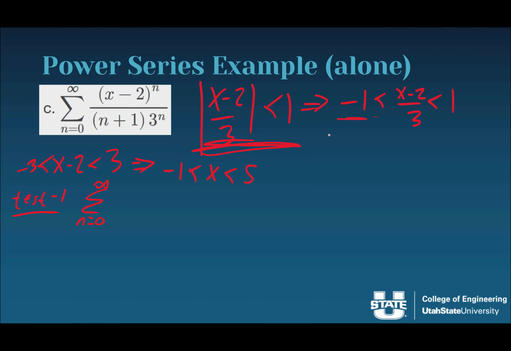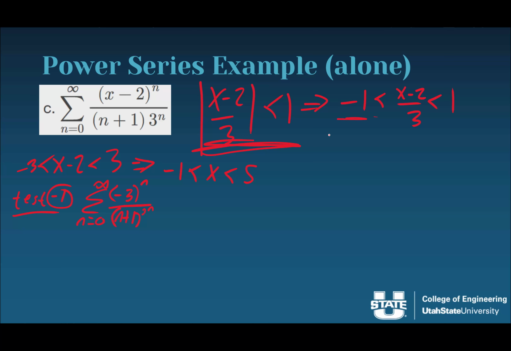This one's testing -1. So we're going to test -1 first. Testing -1, we're going to have (-3)^n over (n+1) times 3^n. We can simplify that a little bit because (-3)^n is just (-1)^n times 3^n.